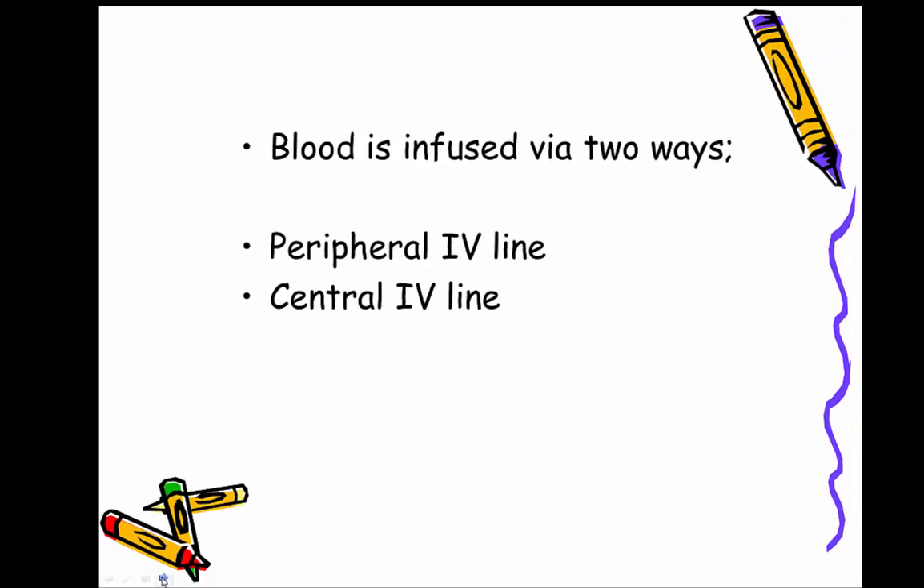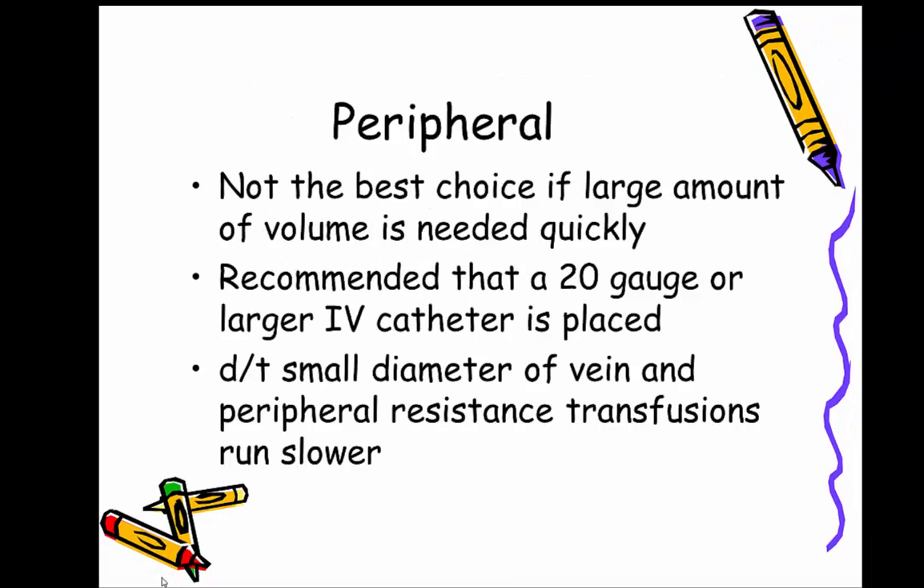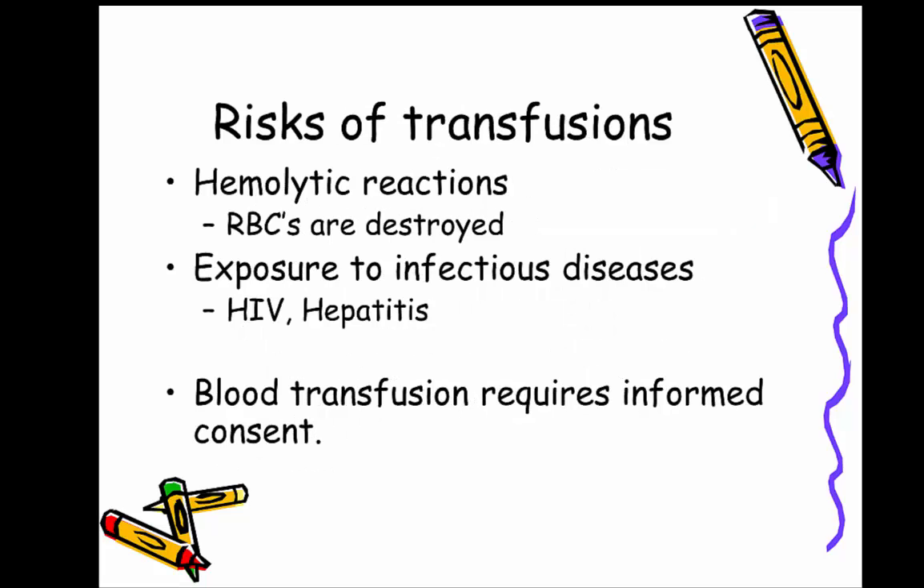So, blood is infused two ways, peripheral or central. Peripheral is generally not the best choice if we have a large amount of volume that needs to be done quickly. If we are going to use peripheral, a 20 gauge or larger is placed. And so, due to the small diameter veins and peripheral resistance, transfusions in general will run slower.